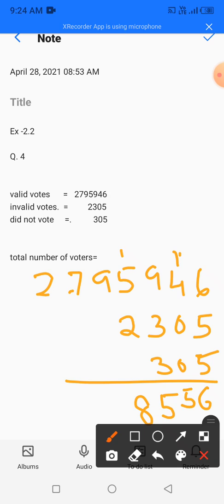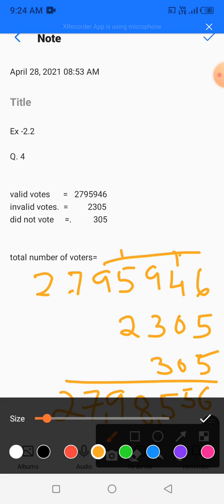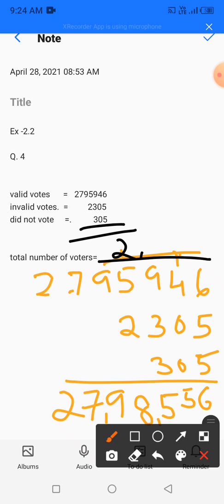Am I correct? Then again, nothing to carry, then 9, 7 and 2. Okay, so this is your number. So the total number of voters you will write here. Look children, you will write the answer here, and then you will write here also. The total number of voters is 27,98,556. Okay, so this is the total number of voters.